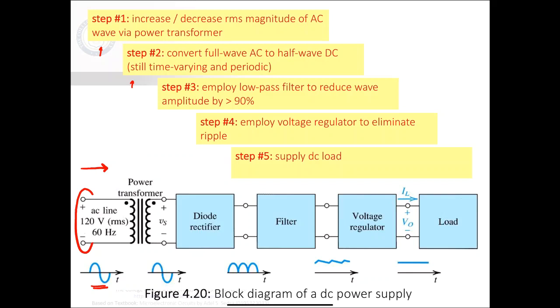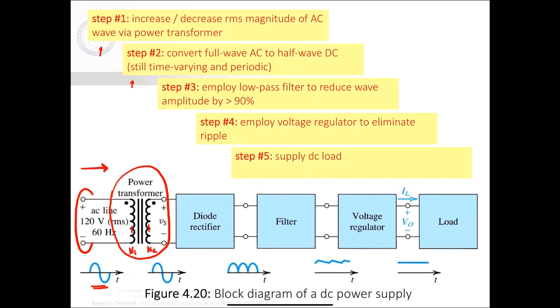The first step in the process is going to be to use a transformer to step down the voltage. Now, how does a transformer work? I'm not going to go too much into the detail of that. Essentially, it's a pair of magnetically coupled coils, and by setting the ratio of the number of turns, if we call this N1 and N2, the number of turns over here and the number of turns over here, we can determine whether the transformer steps up or steps down the voltage.